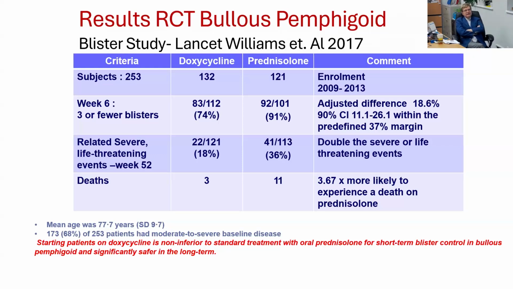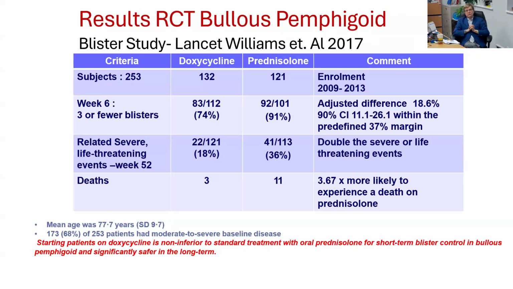What you see is 3 or fewer blisters in 83 out of 112 on doxycycline, 74%, versus 92 out of 101, 91% with prednisolone. But there was an expected adjusted difference of 18.6% and a predefined 37% margin. Why? Look at the next line: related life-threatening events at week 52. So that's a year out. It takes a while to control these people.